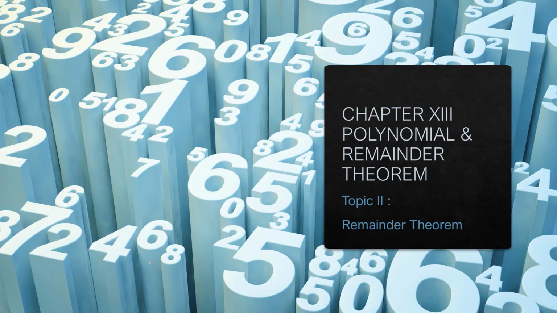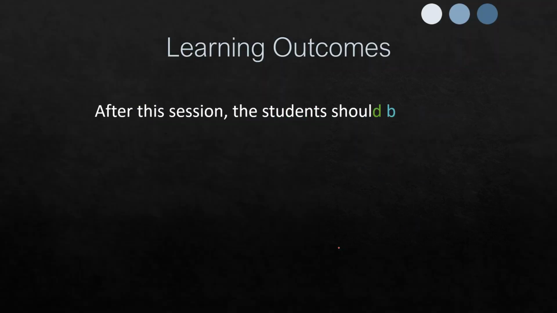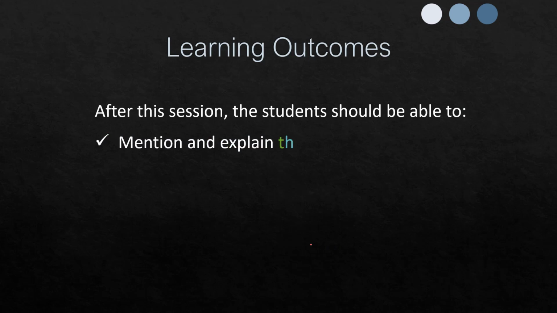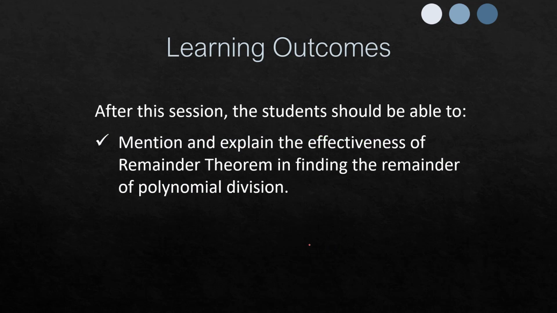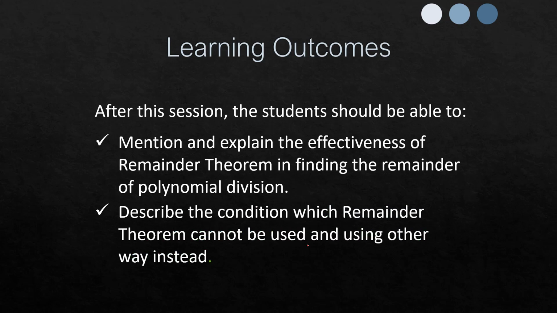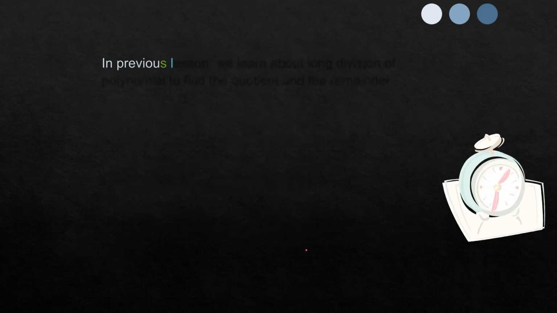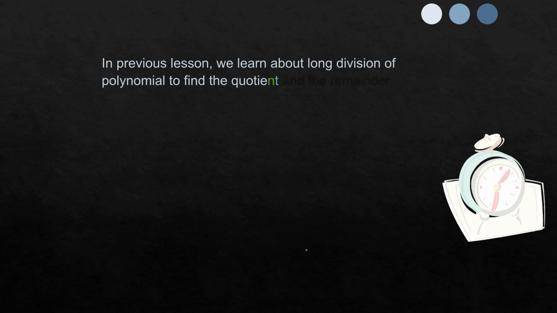Today we will continue about polynomial and remainder theorem. Now we will discuss what is remainder theorem. The learning outcome for today's session is you will be able to mention and explain the effectiveness of remainder theorem in finding the remainder of polynomial division. And also later you can describe the condition in which remainder theorem cannot be used, and we need to use another way instead. First, let's recap the previous lesson.